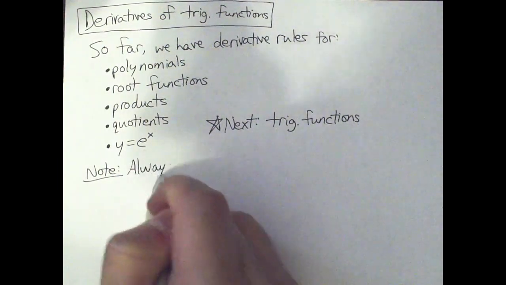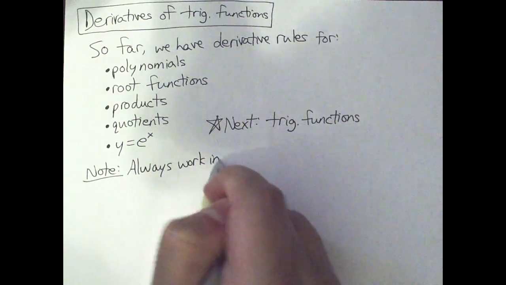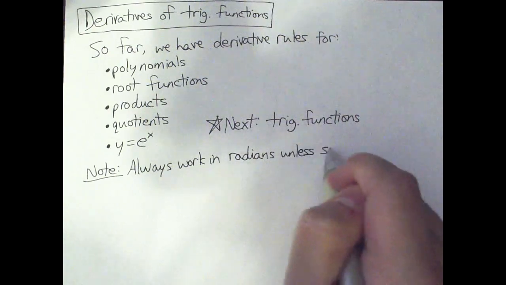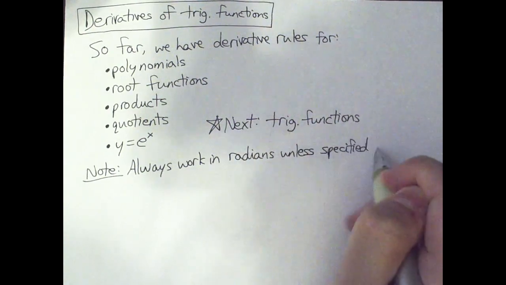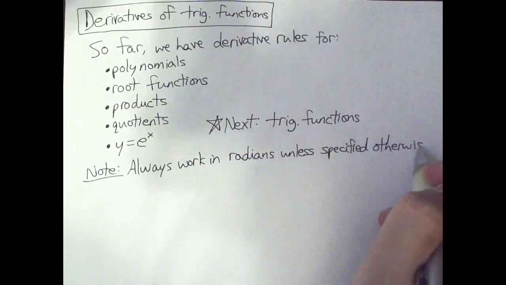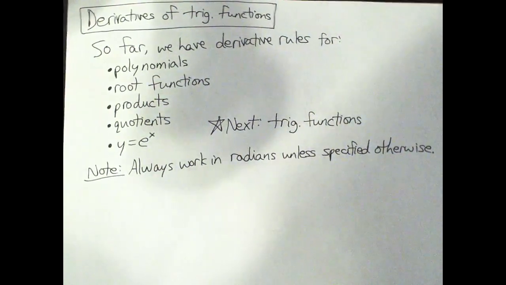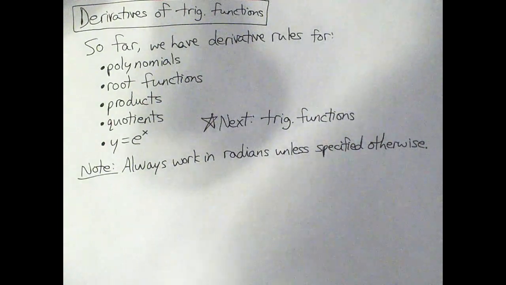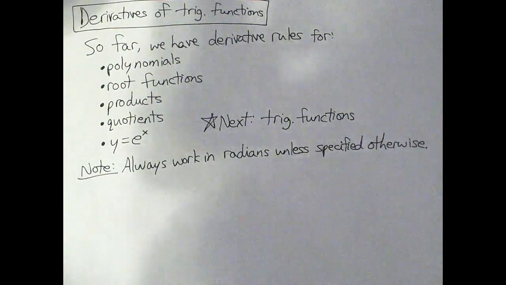I want to start by saying, note, in calculus, we always work in radians unless specified otherwise. So I'm not going to go into a big discussion about what the difference is between degrees and radians, because you should know that from prerequisite classes. I am telling you that we need to work in radians, that's kind of the more natural measurement. And the only time that we might see degrees would maybe be in a word problem if a problem specified degrees. But otherwise, we need to think about radians.